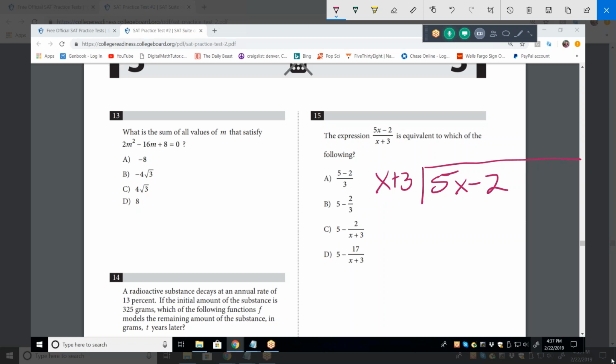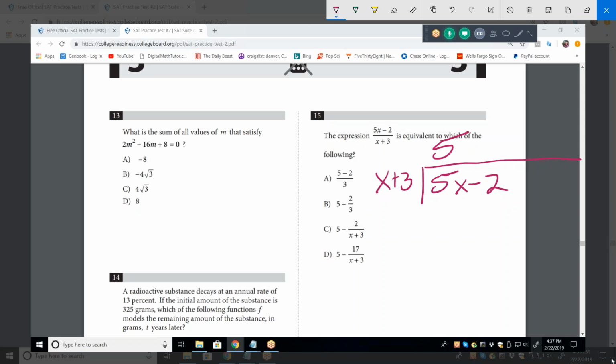Now, most people, it's probably been 5 or 6 years since you've had to do long division. And you're probably doing it with numbers only. So this may be new to you, doing long division here. And the technique or the method is actually pretty simple. You start by dividing the x into the 5x. What do you get? Okay, so I get 5.